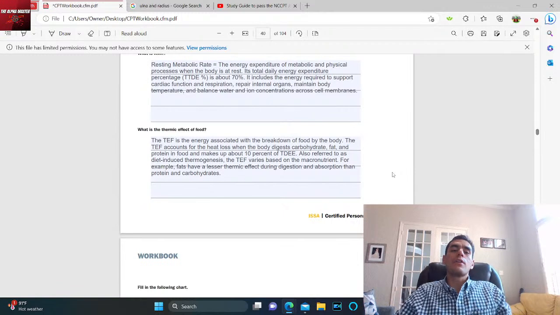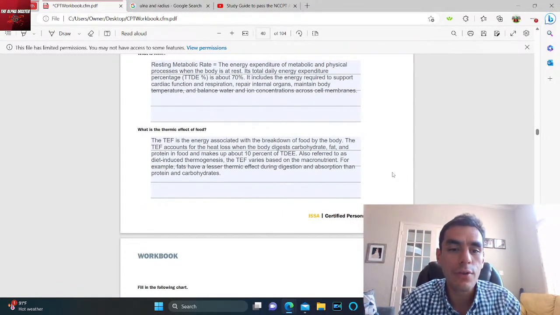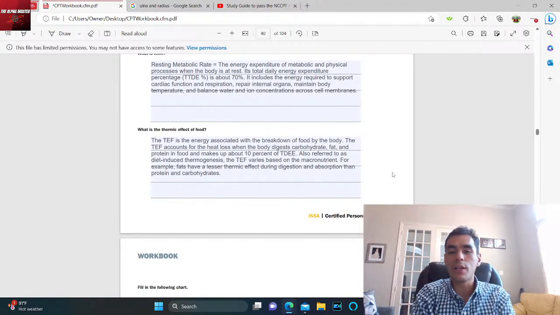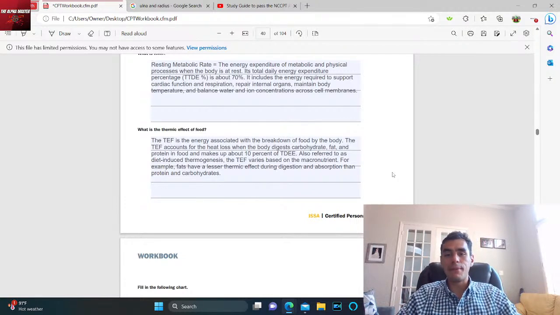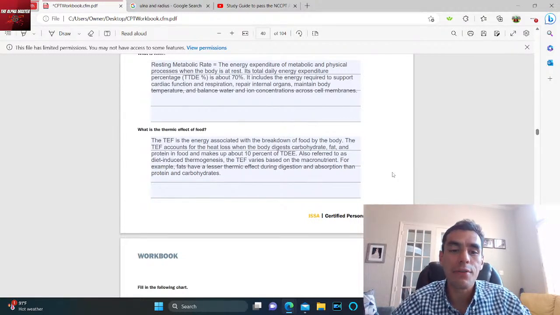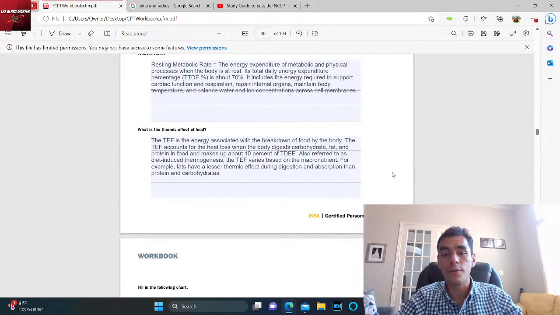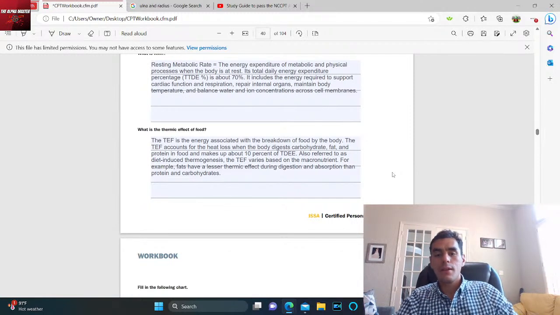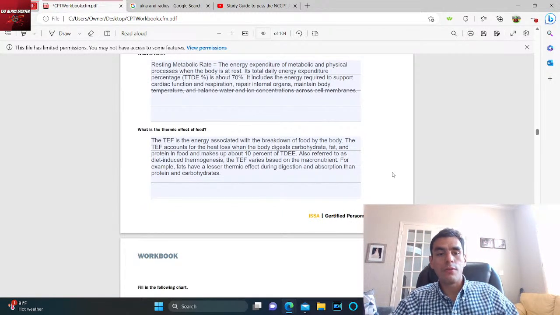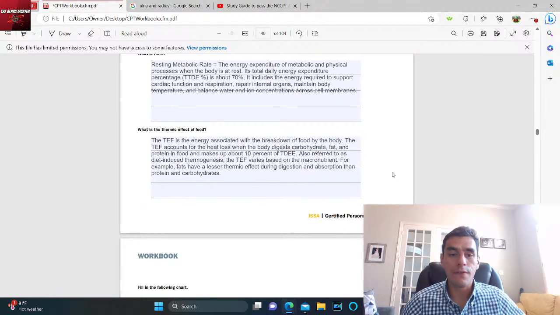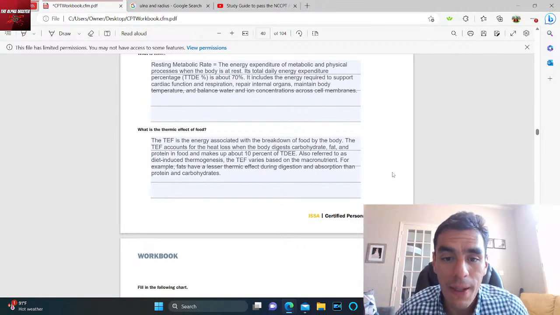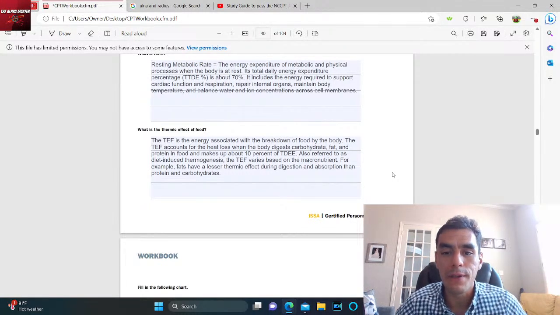What is the thermic effect of food? The TEF is going to be the energy associated with the breakdown of food by the body. TEF is the energy associated with the breakdown of food by the body, the catabolic effect of food. So TEF, the thermic effect of food, is the energy associated with the breakdown of food by the body.